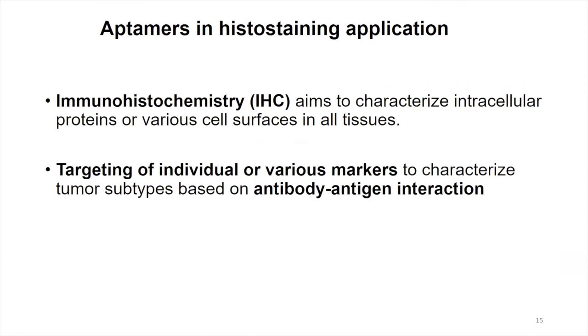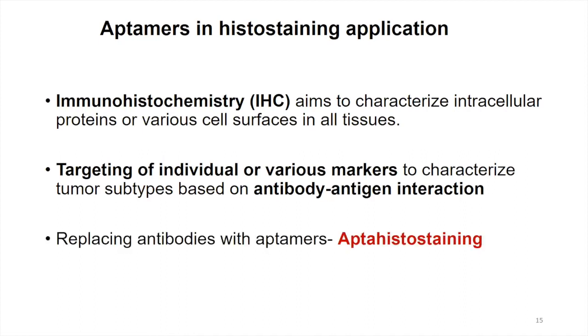of the cell. And due to the disadvantages of antibodies, such as batch-to-batch variation or high cost of production, we suppose that our aptamer, or aptamers generally, can actually replace antibodies. Thus, a new term is coined, which is known as apta-histostaining. So in this case, we want to see whether our Secura-3 aptamer is able to replace antibody in histostaining application.